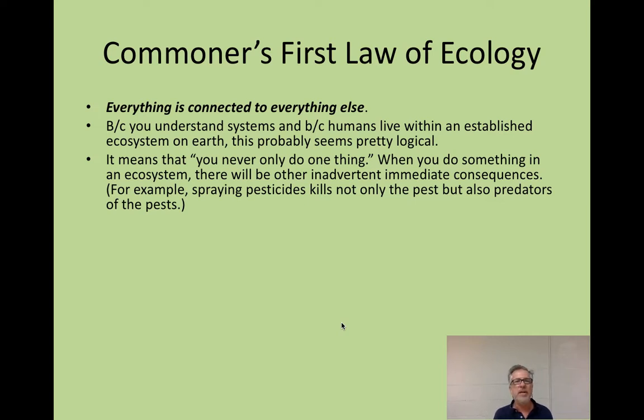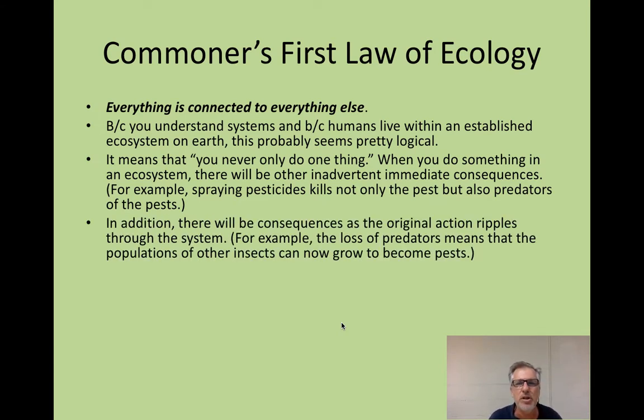When you do something in that system, in an ecosystem, there will be other inadvertent, immediate consequences. For example, spraying pesticides kills not only the pest, but also the predators of the pest. So you can't just do one thing. You spray the pests, but you do other things as well. In addition, as the original action ripples through the systems, there will be further consequences. For example, the loss of predators means that populations of other insects that weren't originally a pest can now grow large enough so that new insects become pests.